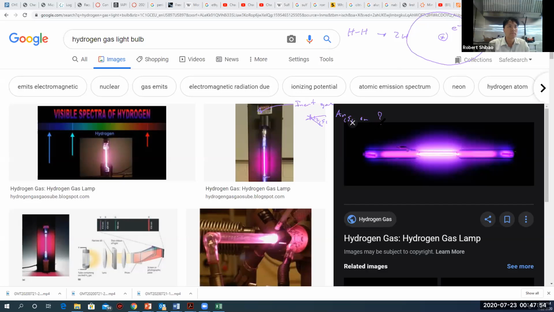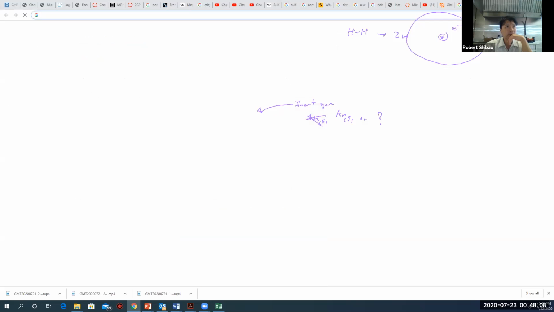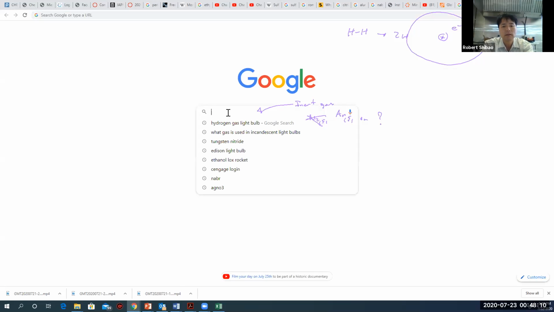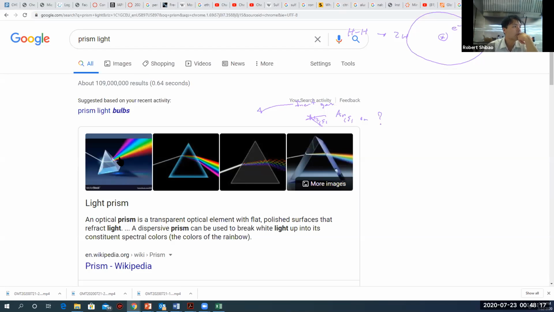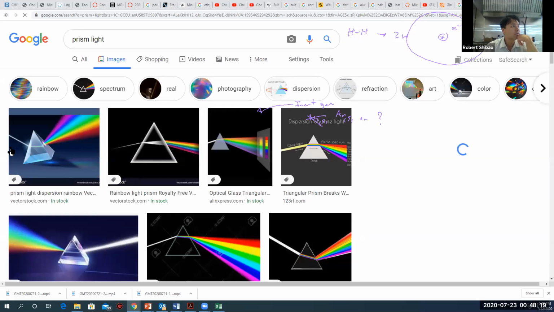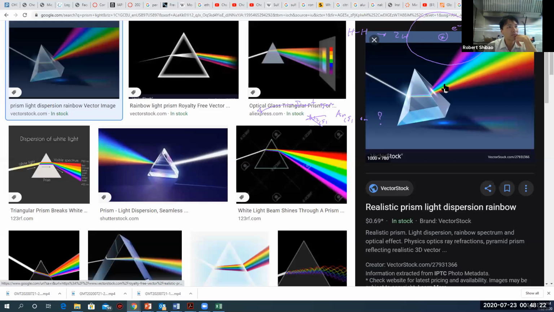But it didn't. In fact, when they analyze the colors, you can pass white light through a prism, and you can see the colors it's made of. So let's look at that prism. When we pass white light through a prism, we get all the colors of the rainbow. The prism just spreads out all the colors so we can see them.